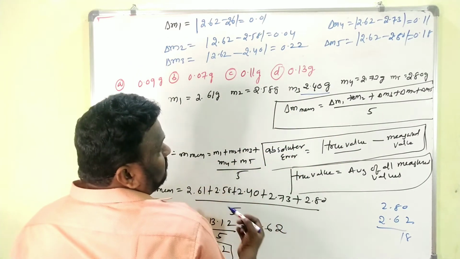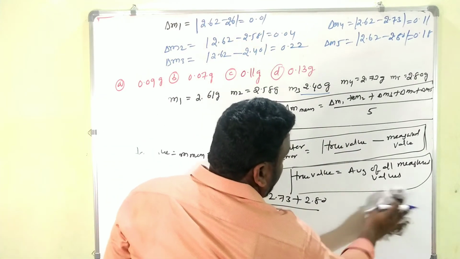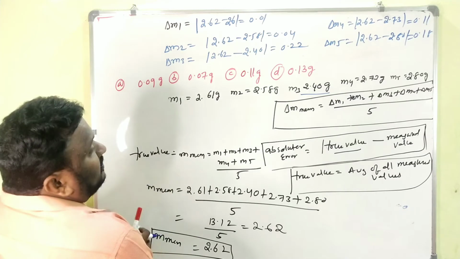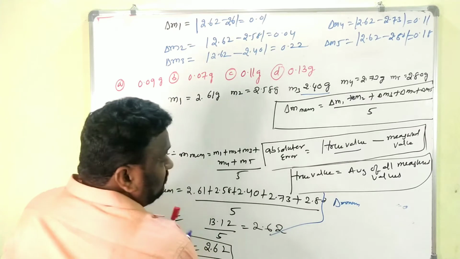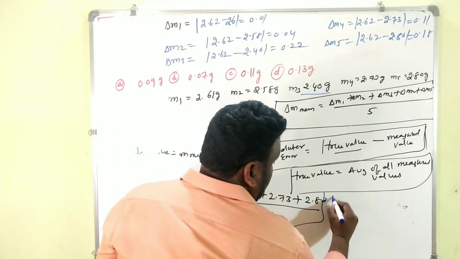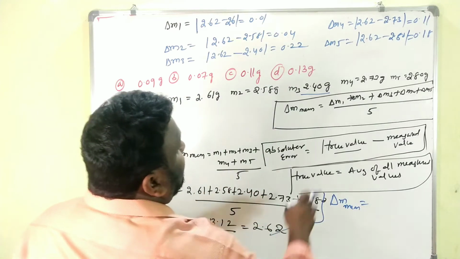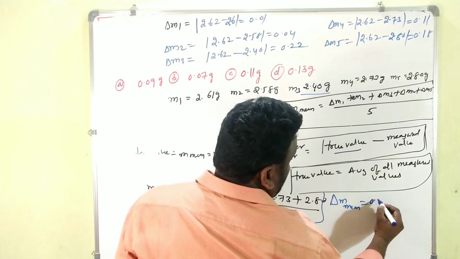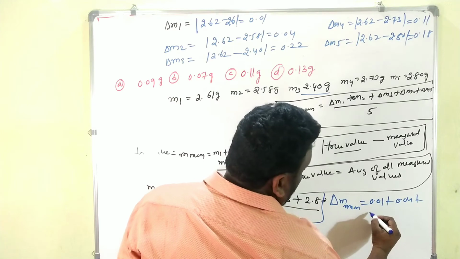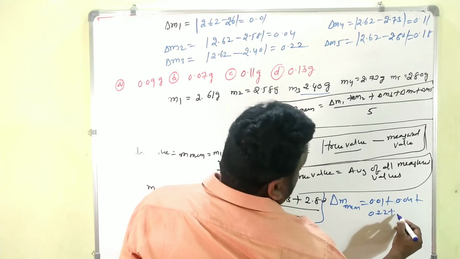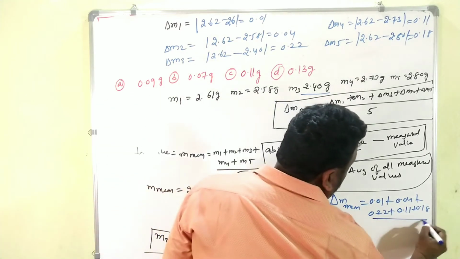What we have to find now is simply delta m mean. The formula is already clearly mentioned there. Delta m mean is equal to (0.01 + 0.04 + 0.22 + 0.11 + 0.18) by 5.